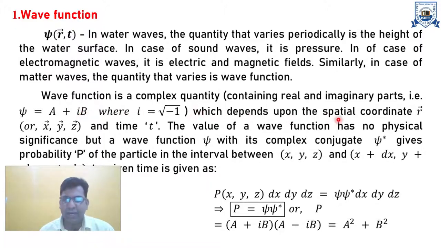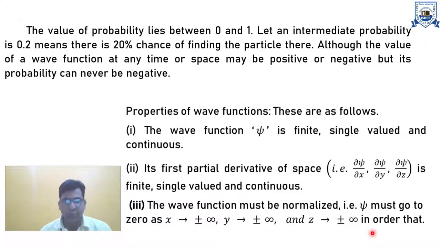Here i is the imaginary unit, and the function depends upon the spatial coordinates r, the Cartesian coordinates x, y, z, and on time. The value of the wave function has no physical significance, but the wave function psi together with its complex conjugate psi star gives the probability of finding the particle in an interval of x, y, z. The probability is psi star psi d tau, where d tau is dx dy dz. Psi star psi is always real and positive: a plus ib multiplied by a minus ib gives a squared plus b squared. So the wave function should be normalized, single valued, and always continuous.